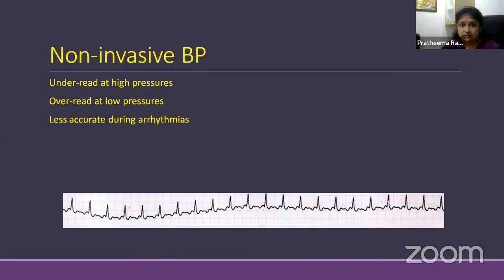So non-invasive, it underreads at high pressures, overreads at low pressures, and is less accurate during arrhythmias. It is a way in which it measures the oscillatory parameter. The blood pressure has a pulse and the pulse over the brachial artery is just monitored by the sensor in the cuff. And the oscillatory method just calculates where the oscillation is higher, lower, it makes a calculation and gives us a reading. But if there is an arrhythmia, imagine the patient is in atrial fibrillation. The patient will not be having a regular heart rate. So there can be changes and there can be a faulty blood pressure.